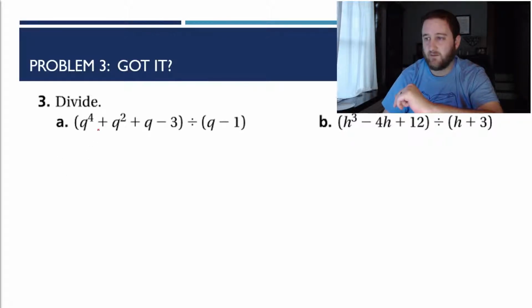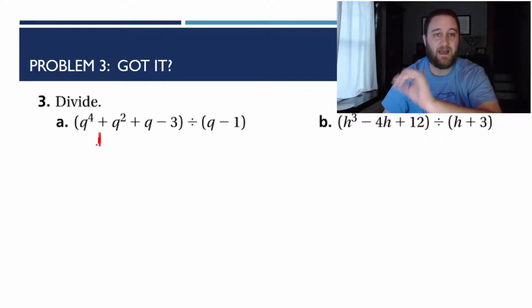So in part A here, you're missing the q cubed term, so you want to add in 0q cubed before you divide. For part B, you're missing the h squared, so you want to add that in before you divide. So go ahead and do that now. Pause the video and practice them, and then I'll see you here in a second.